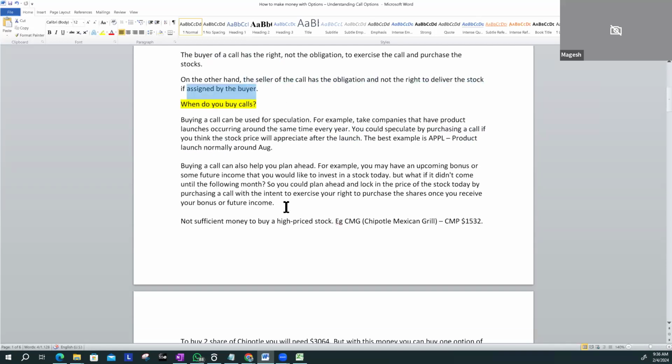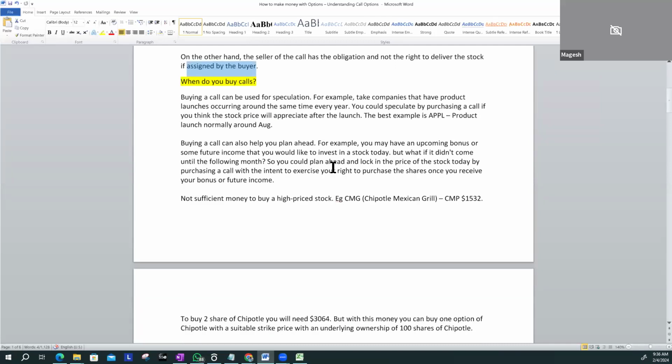Okay. So when do you buy calls? It's kind of just the opposite of puts. Buying a call can be used for speculation. Buying a call is a bullish strategy. For example, take companies that have product launches occurring around the same time every year. We know Apple comes out with a product launch around the August time frame. And you feel that this time it's going to be good with a lot of features and the stock will go up. So in that case, you can buy a call option on Apple around that product launch. If you're right, it will go up, and if you're not, you lose that premium. So that is one way you can use it, around quarterly results and product launches.